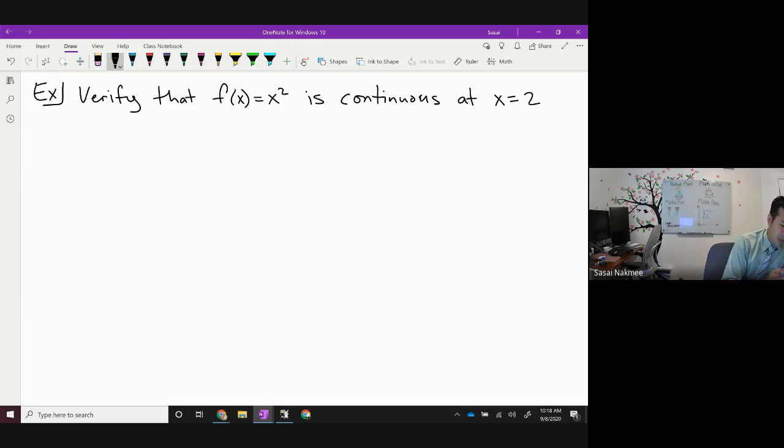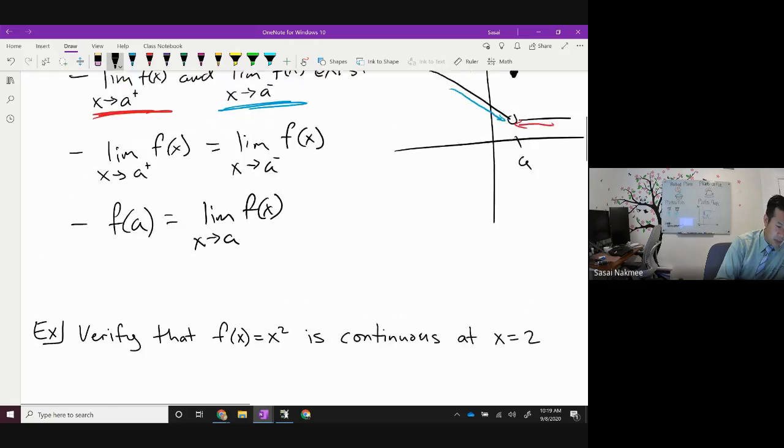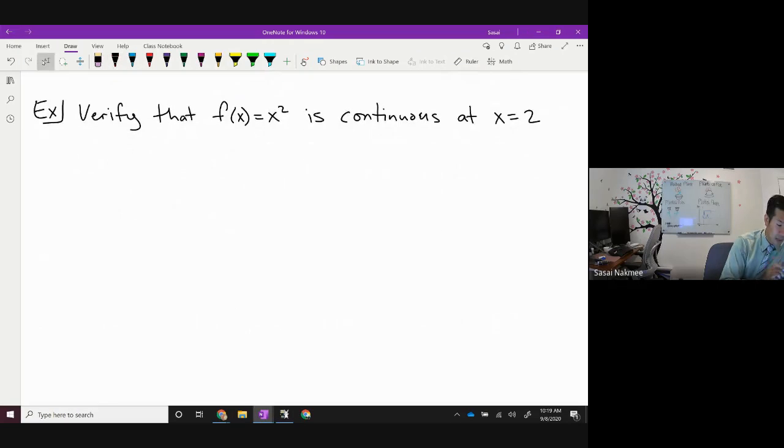So to verify that this is continuous, I need to make sure that the limit from the right-hand side exists, and that it equals the limit from the left-hand side. So first condition, right? Check to see if those limits exist. So I'm going to check if the limit as x approaches 2 from the positive side of f of x exists first of all. And since we're dealing with x squared, I should have just written that as x squared, right? Well, what's the limit as x approaches 2 from the positive side of x squared? That's just going to be equal to 4, right?